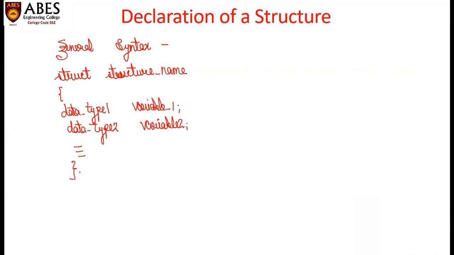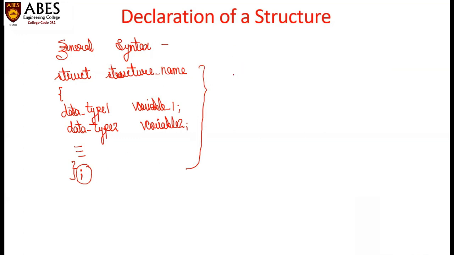This syntax should be enclosed by the closing brace followed by a semicolon at the end. If we do not include this semicolon at the end, then the declaration of the structure will not be completed. So we have to include the semicolon at the end just to conclude that the structure declaration has been done. So this is the general syntax for declaring a structure. Let us see an example.